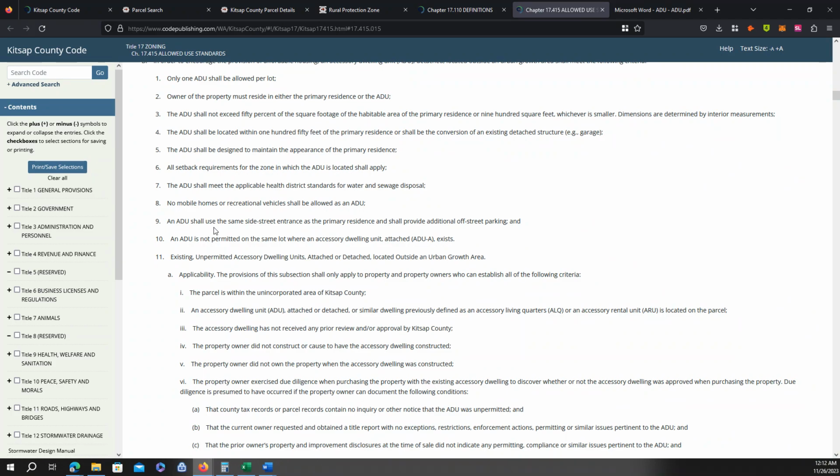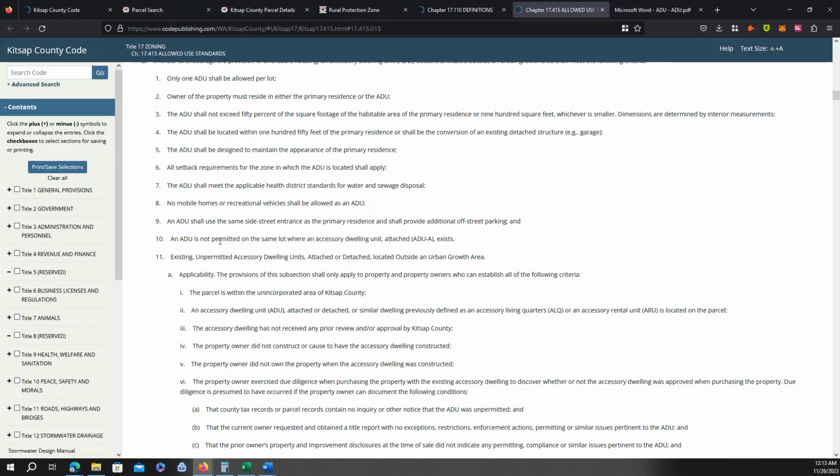9. An ADU shall use the same side street entrance as the primary residence and shall provide additional off-street parking. So you've got to use the same driveway. You can't have a second driveway. And you have to show on the site plan that you submit for all of your permits that the site plans match, both for the conditional land use permit and the building permit. The scale should match, of course. And the parking needs to be called out on it, the 9x20 parking spot for the accessory dwelling unit.